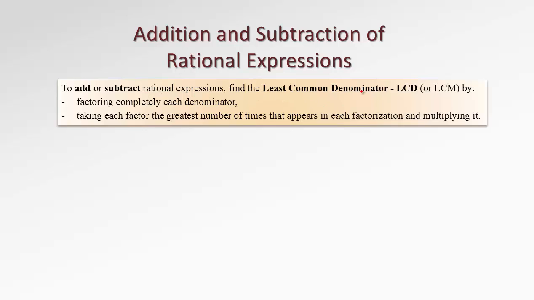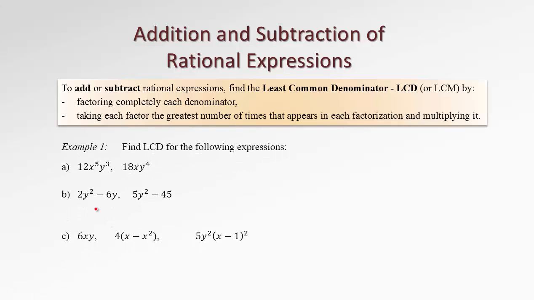To find the lowest common denominator, there are basically two steps that we need to perform. We need to first factor completely each denominator, and then take each factor that we obtained from the above factoring to the greatest number of times that it appears in each factorization. That really means to the highest exponent that the factor appears in each denominator. Then, in the end, we multiply all those powers of various factors.